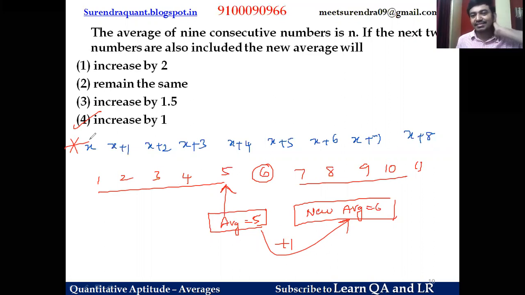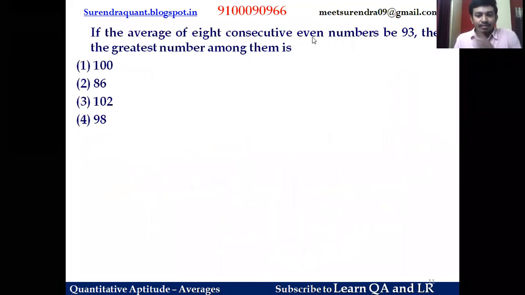So don't take x, take some constant numbers, because it has nothing to do with n here. Just take 9 numbers, 1, 2, 3, 4, 5, 6, 7, 8, 9. The middle term is the mean, so the average is 5. If the next 2 numbers are added to the list, 10 and 11 also come into the picture. The new average is the middle term, 6. Now the average increases by 1. As simple as that. Next question.